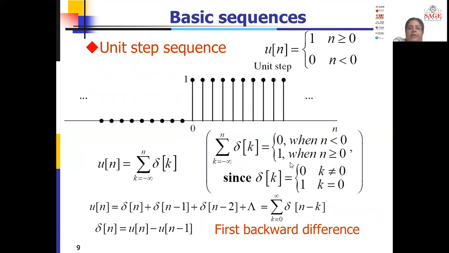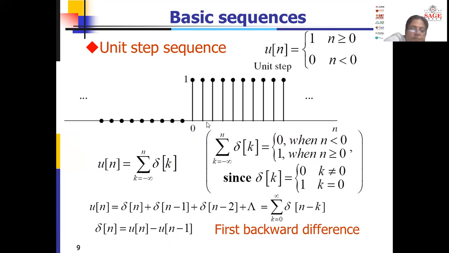Now, the unit step sequence. We know that unit step means its value is 1 for n greater than or equal to 0, and it is 0 for n less than 0. So we have plotted the unit step sequence, which exists for n greater than or equal to 0.